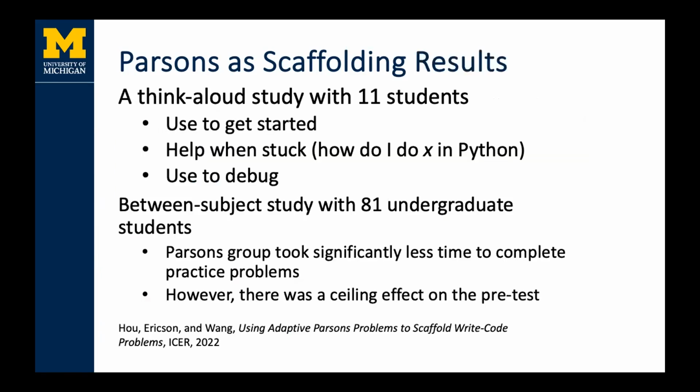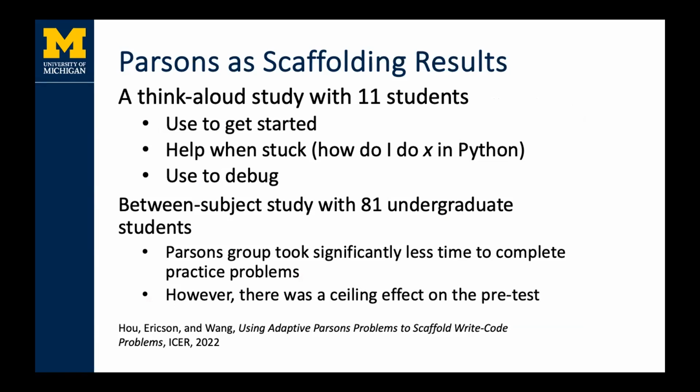We initially did a Think Aloud study with 11 students. We found that they popped up the Parsons problem to get started when they read the English description and had no idea what was going to be in the solution. So they would look at it to get a sense of what's in the solution. They would also do it when they were stuck on a particular Python thing. How do I do that in Python? Oh, well, pop up the Parsons problem. It's got to be there. Or when they finished writing code and didn't pass the unit test, so they used it to debug. What's different in this Parsons than in my code? They didn't necessarily even solve the Parsons problem. They just used it as a directed search.